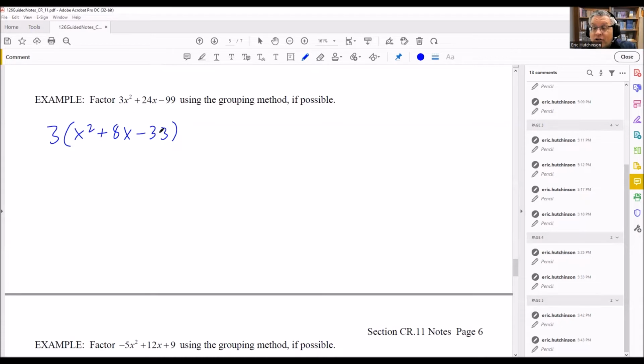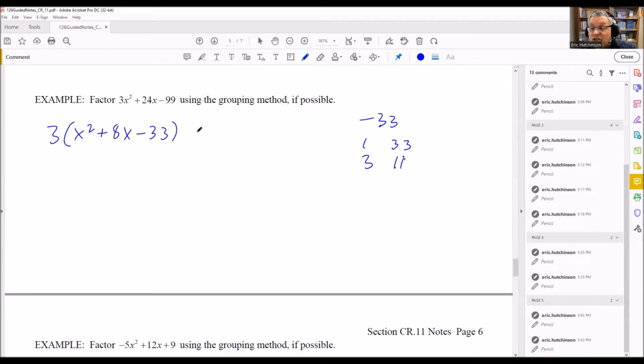We want to look to see if we can find two numbers that multiply to make negative 33, but add to be 8. All right, so I have negative 33, and I want to find the factors. I have 1 and 33, and I have 3 and 11. Now, with 3 and 11, it is possible for us to get 8 out of that. Remember, this is negative 33, so one of these factors has to be negative.